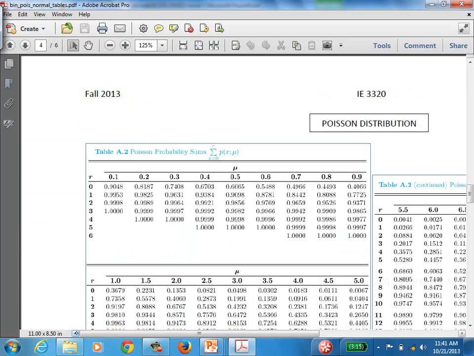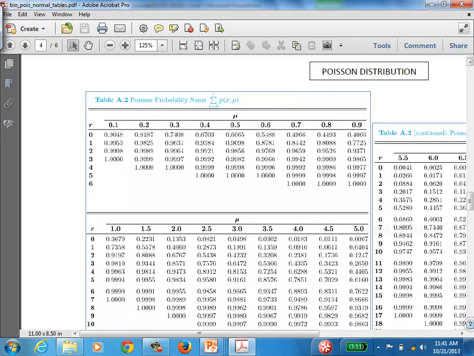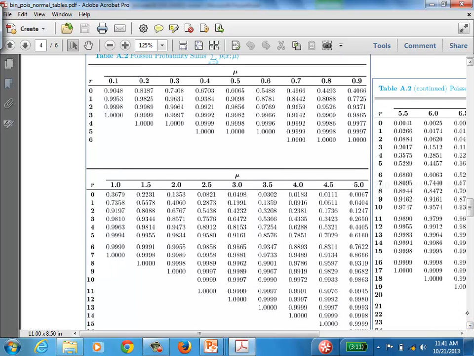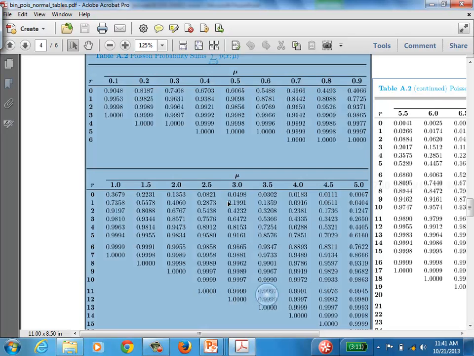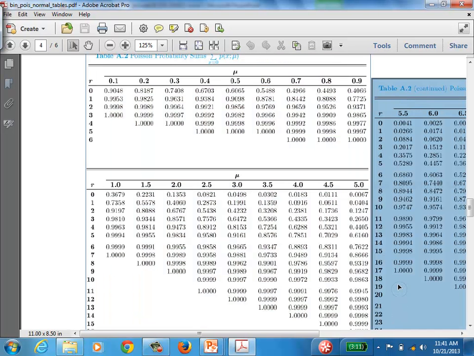And for the Poisson, we have r, and we have mu. So in the problem that we just solved, we're looking at lambda being equal to 2.7. So maybe this is not the best example to use because we don't have the value for 2.7. We have 2.5 and we have 3.0.